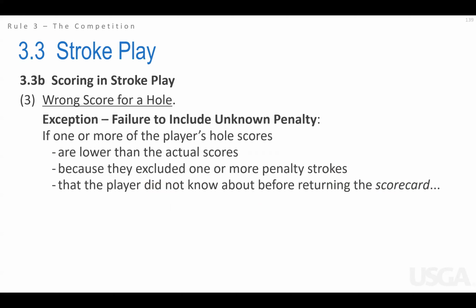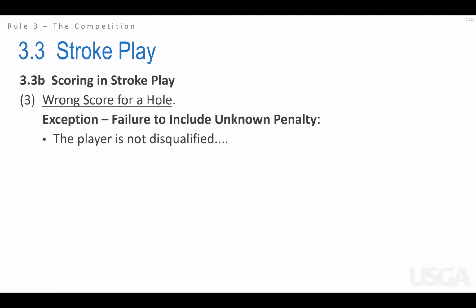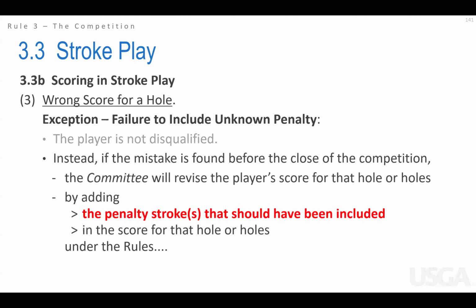Got another exception here. We have a failure to include an unknown penalty. If we sign for a score where we forgot to include a penalty because we didn't know about it, then we're not going to get disqualified. What we're going to do is go back and add in that penalty that should have been included. So if we got a general penalty, a two-stroke penalty that we didn't know about, or we were unaware that we got a general penalty, and we signed for that score, we're not going to get disqualified. We're just going to add in those penalty strokes that should have been included for that unknown penalty.